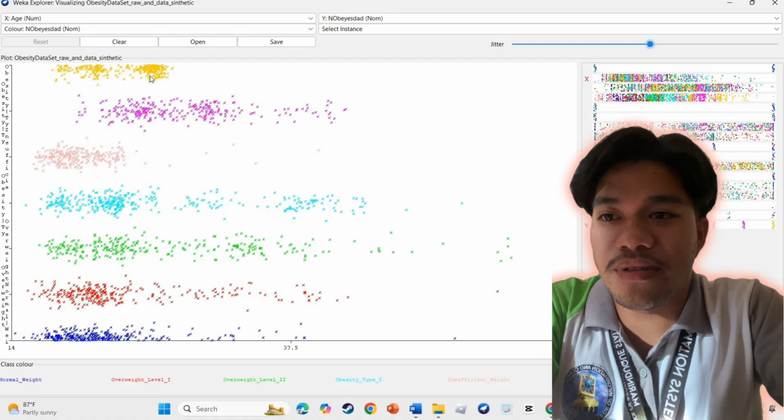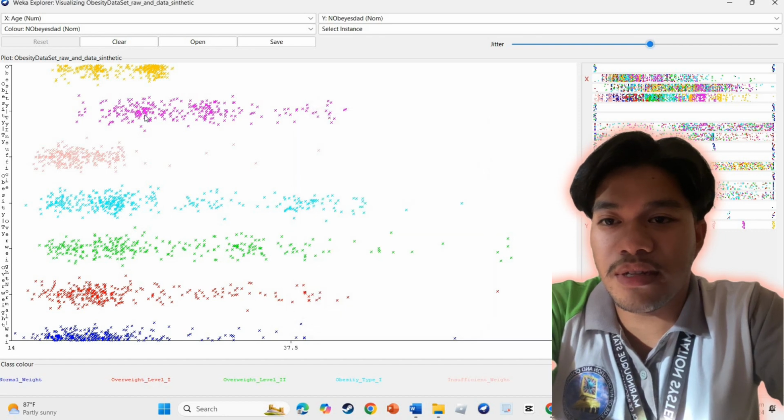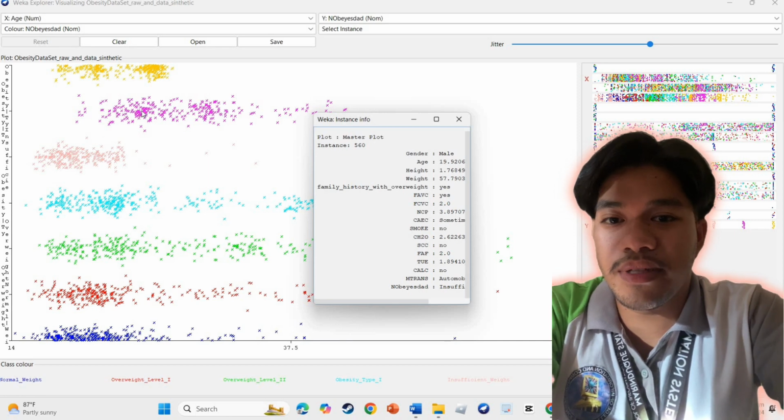Cluster explanation. X-axis: height. The x-axis represents the height in numerical format, likely in meters. Y-axis: the y-axis corresponds to the nominal class, which represents the different categories of weight or obesity level.